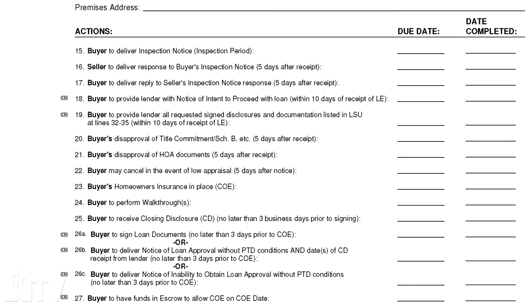So the next one's going to be buyer to supply LSU within 10 days after contract acceptance. Buyer to provide lender with notice of intent to proceed with loan within 10 days of receipt of LE, which is the loan estimate. Buyer to provide lender all requested signed documents and documentation listed in LSU as lines 32 to 35 within 10 days of receipt of LE. Loan estimate. Very good.